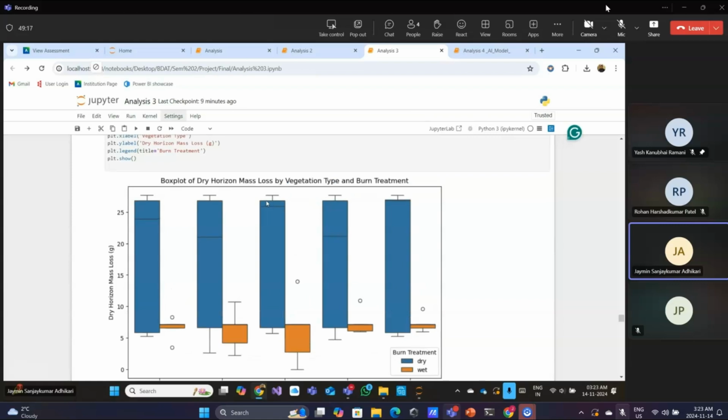Another box plot is for dry horizon mass loss by vegetation type and the burn treatment. This shows a temperature reduction in the wet treatment, especially when moisture is added, which effectively lowers the mid-layer temperature and reduces flammability across the vegetations. As for variability among vegetation types, species like Populus exhibit a broad temperature range in the dry condition, indicating higher flammability sensitivity. Most of the vegetations work as more fuel in the dry condition as compared to the wet condition.